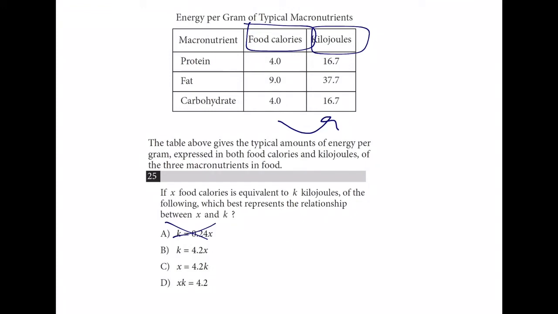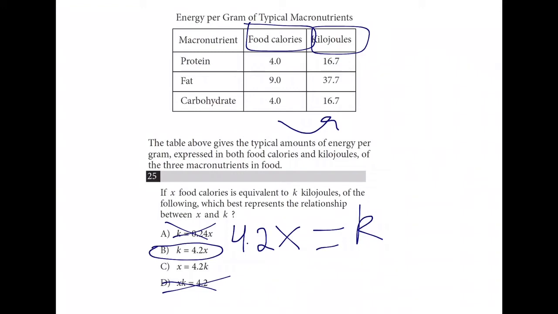value, which is 4.2. And D is set up wrong, so we're down to either B or C, and that just comes down to which variable goes where. They tell us the equation should be X is equivalent to K. And if I look at my table, which one is larger? The kilojoules is larger. So to get the food calories to be equivalent, I'll have to multiply it by something, about 4.2. That's why B is the best answer.